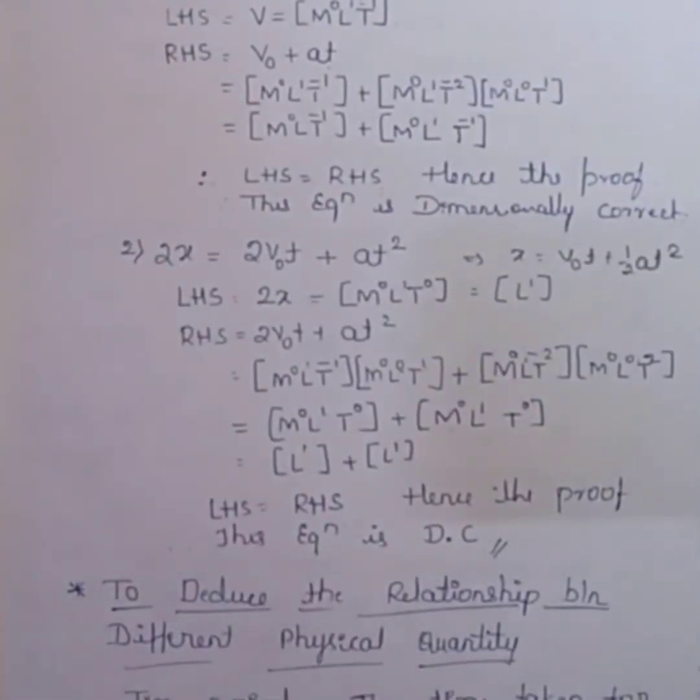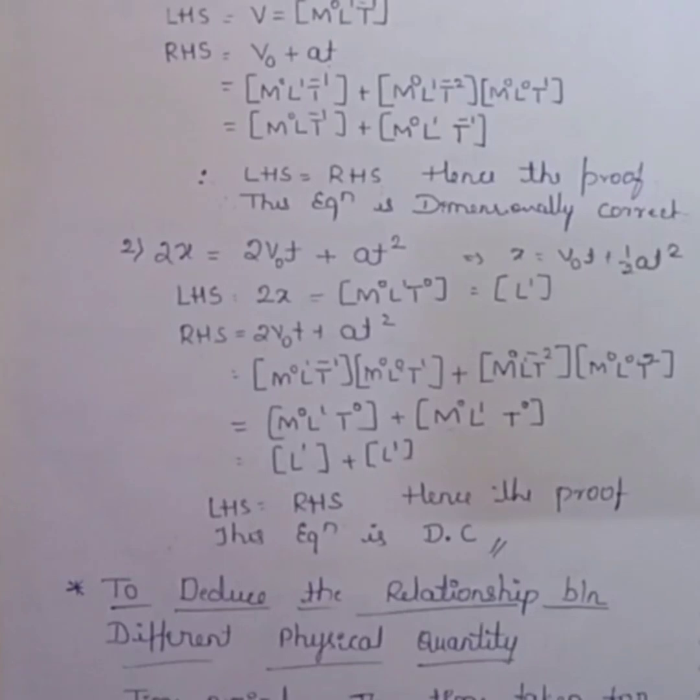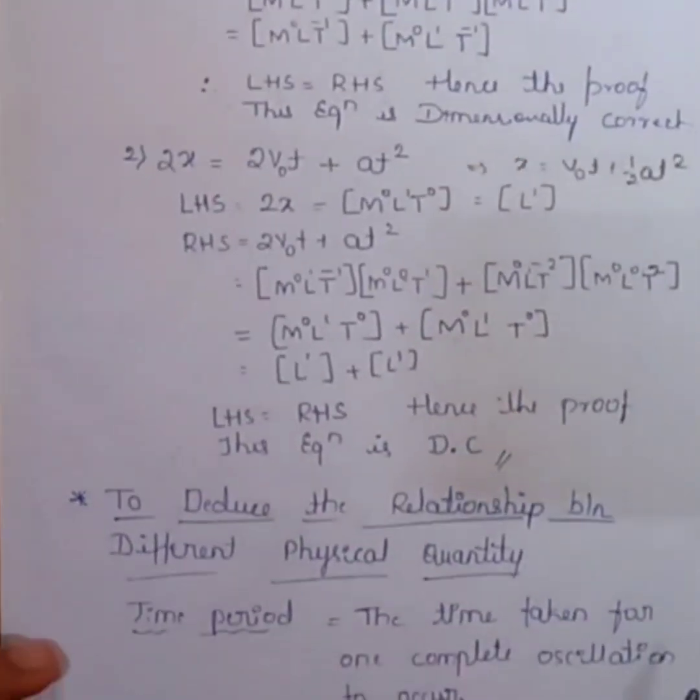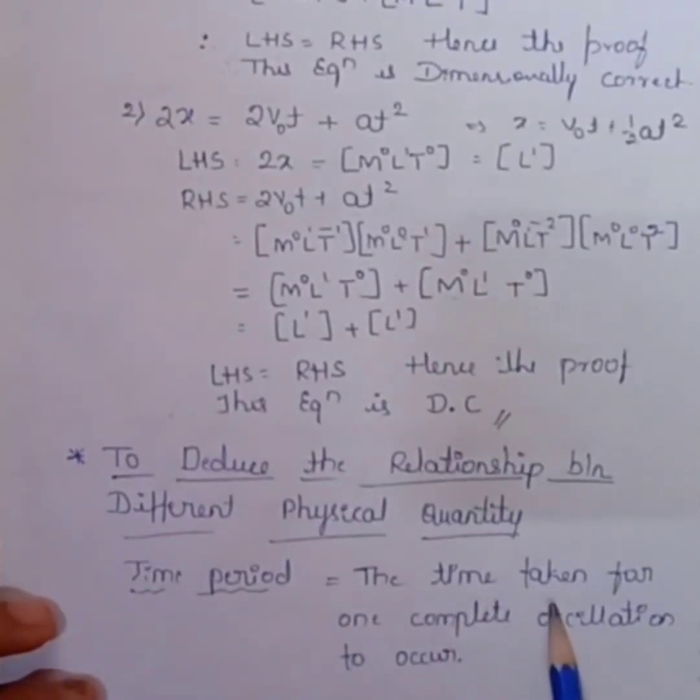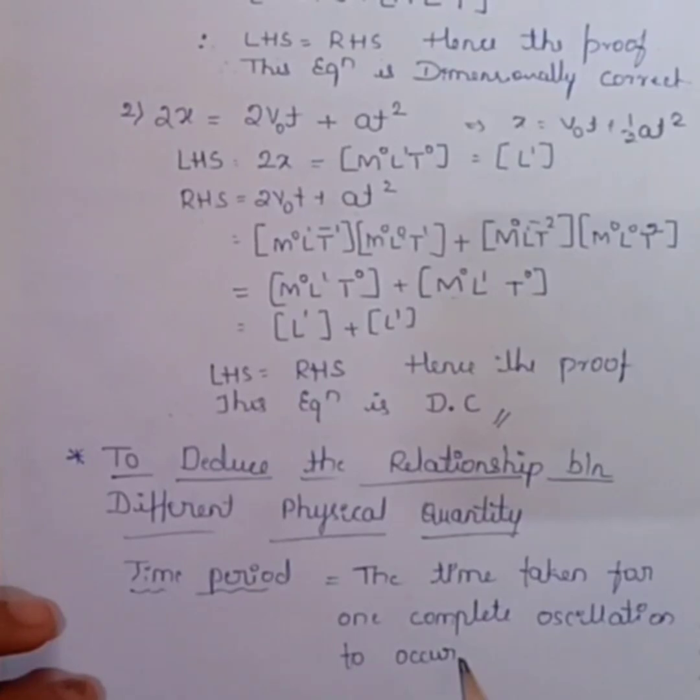Second application of dimensional analysis is to deduce the relationship between different physical quantities. Here we have to relate physical quantities depending on dimensional analysis. Before going to that, we should know the meaning of time period. What do you mean by time period? The time taken for one complete oscillation to occur.